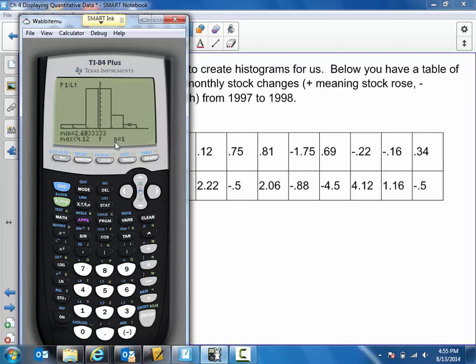So to get that, hit the trace button, and you can hit left and right, and it'll go from bin to bin, and this number right here is the number of data values that fall within that bin. So on the far right, we've got 1 data value in that bin. We've got 3 to its left, 9, 9. So there's sort of your mode, 1 and 1.